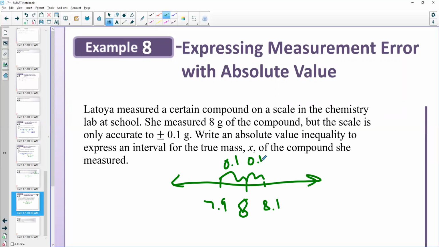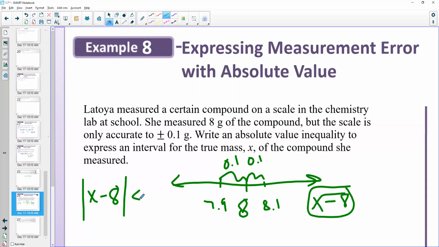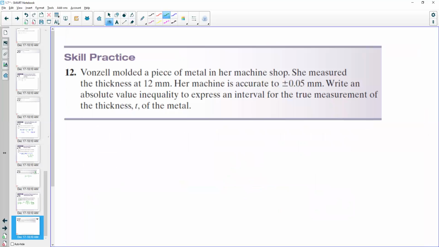So distance from 8, okay? That's what I'm thinking about, the distance away from 8. The distance away from 8, x minus 8, in either direction has to be less than or equal to 1/10. Okay? Because it says it's up to 1/10, so that would include it. All right, let's try another one.